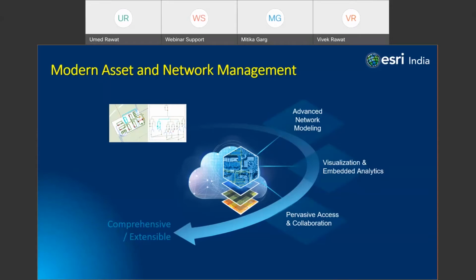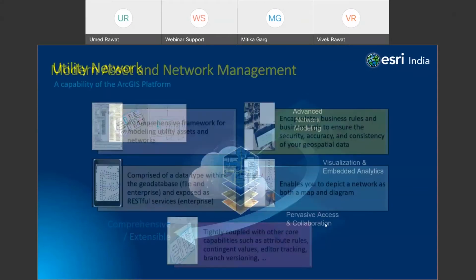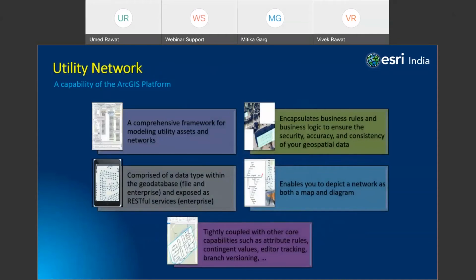The new utility network solution which Esri is offering has all the capabilities in terms of advanced network modeling, visualization, embedded analytics, and complete access and collaboration capability, so that you can share it with the complete organization and everybody in the organization can get access to it. It is a comprehensive and extensible platform for managing the digital twin of your assets and networks. The utility network capabilities have been released in the ArcGIS platform in recent years, and it is still evolving.